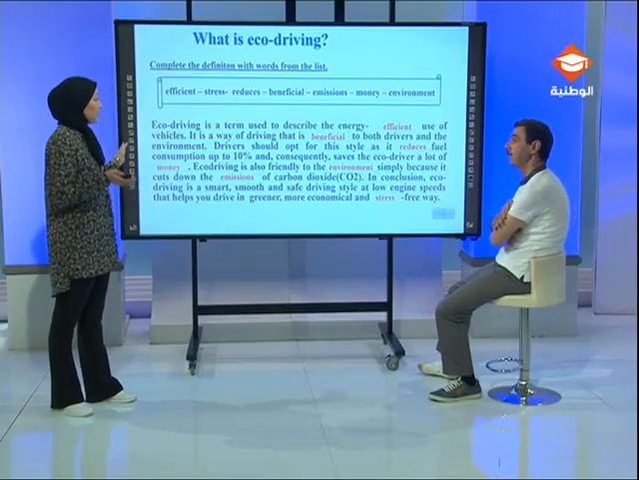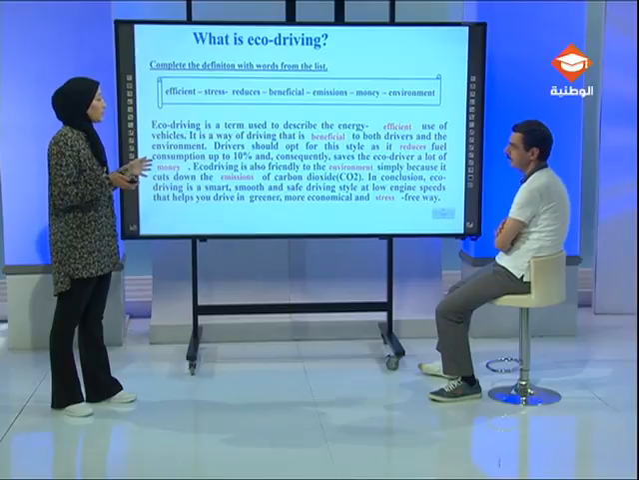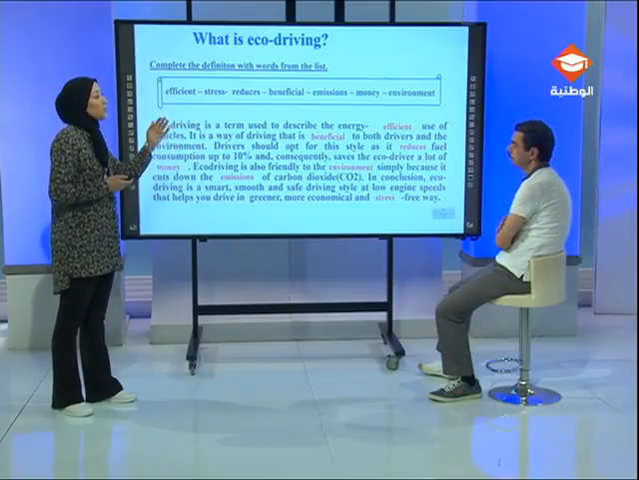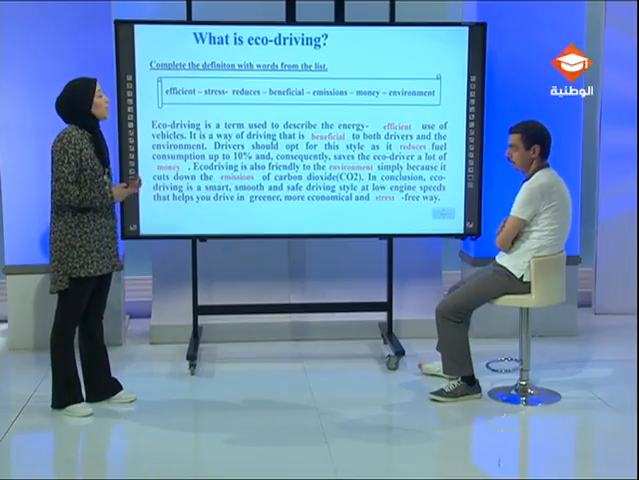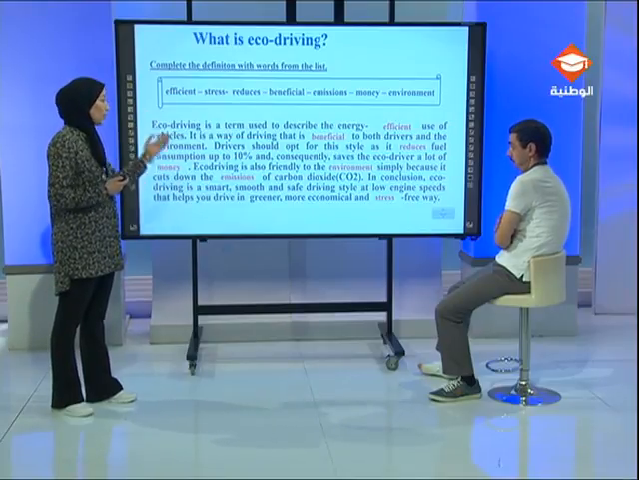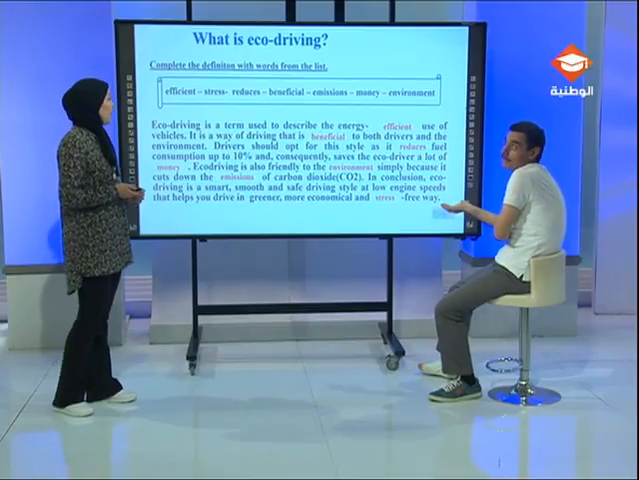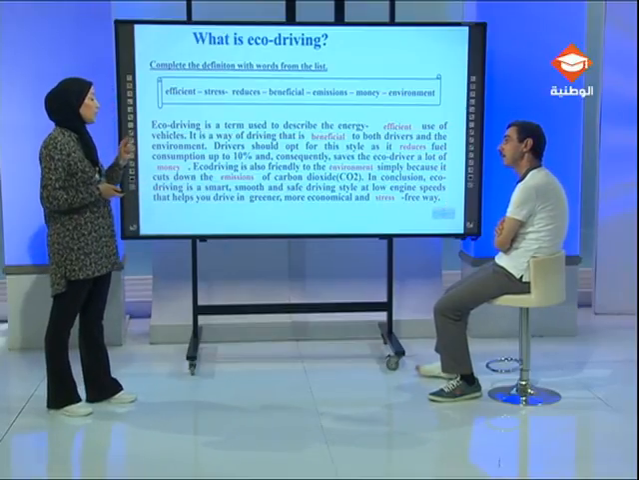Yes. So I think it's clear what eco-driving is. It's a way of driving. And it's beneficial to both the drivers and to the environment. It saves money, it saves fuel, and we have less emission of carbon dioxide into the air. So it's for the benefit of everybody. Yes. Talking about air pollution.